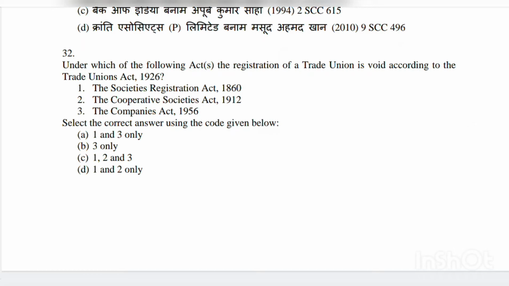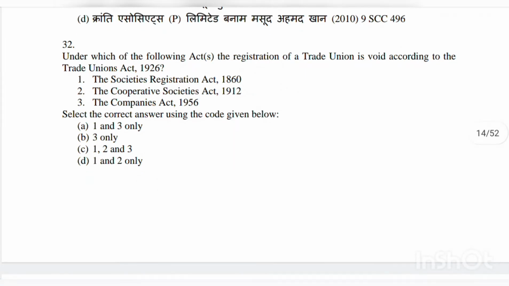Under which of the following acts is the registration of a trade union void according to the Trade Union Act 1926? This is the question. The answer is C: the Societies Registration Act 1860, the Cooperative Societies Act 1912, the Companies Act 1956.